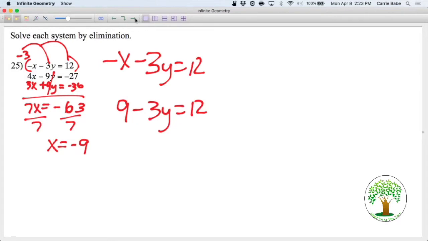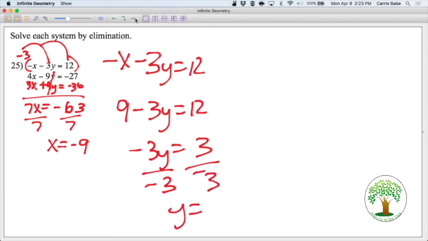All right. So then I'm going to move that 9 over by subtracting. Negative 3y equals 3. I went into the other place's space, but that's okay. Yeah, that's what I got. It's negative 1. Okay, so how do I write my answer? Negative 9, comma, negative 1.